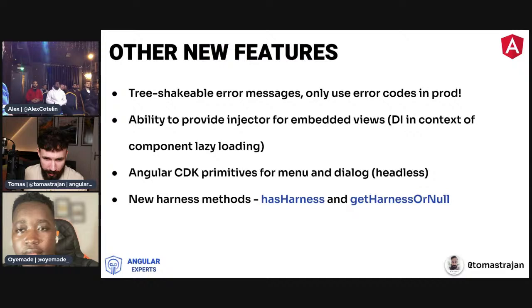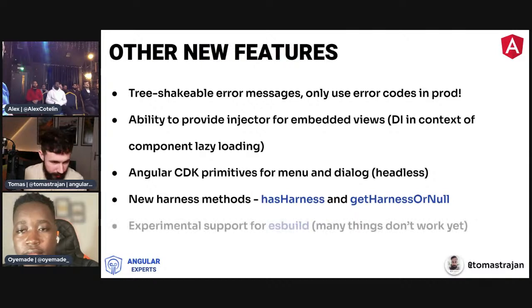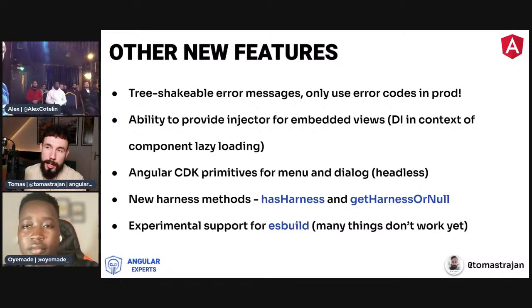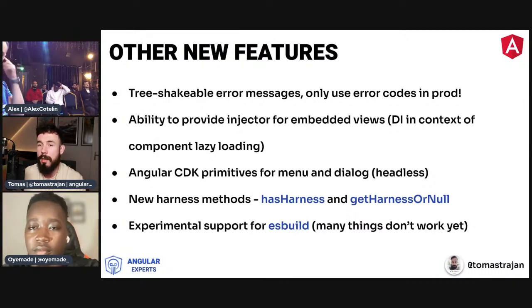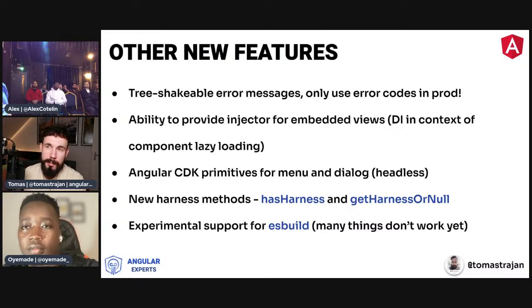And then there are new harness methods, which are more type safe for the null. So you can check if there is a harness or get harness all null instead of just throwing an error. And experimental support for ESBuild. So that's a builder you can enable in your Angular JSON, but it's not yet fully feature complete. So it will not work for the serious projects which use most features, but it's a work in progress. And the promise is that it will deliver much faster build times in the future.